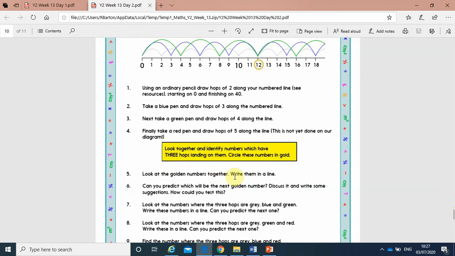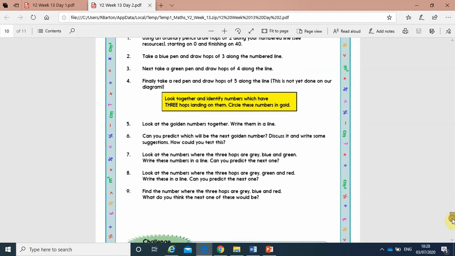Look at the golden numbers, write them in a line. Can you predict which will be the next golden number? Discuss it and write some suggestions. How could you test it? Look at the numbers where there are 3 hops are grey, blue and green. Write these numbers on a line. Can you predict the next one? And it goes on. Look at the numbers where there are 3 hops of grey, green and red. Can you predict the next one? Find the number where the 3 hops are grey, blue and red. What do you think they would be?